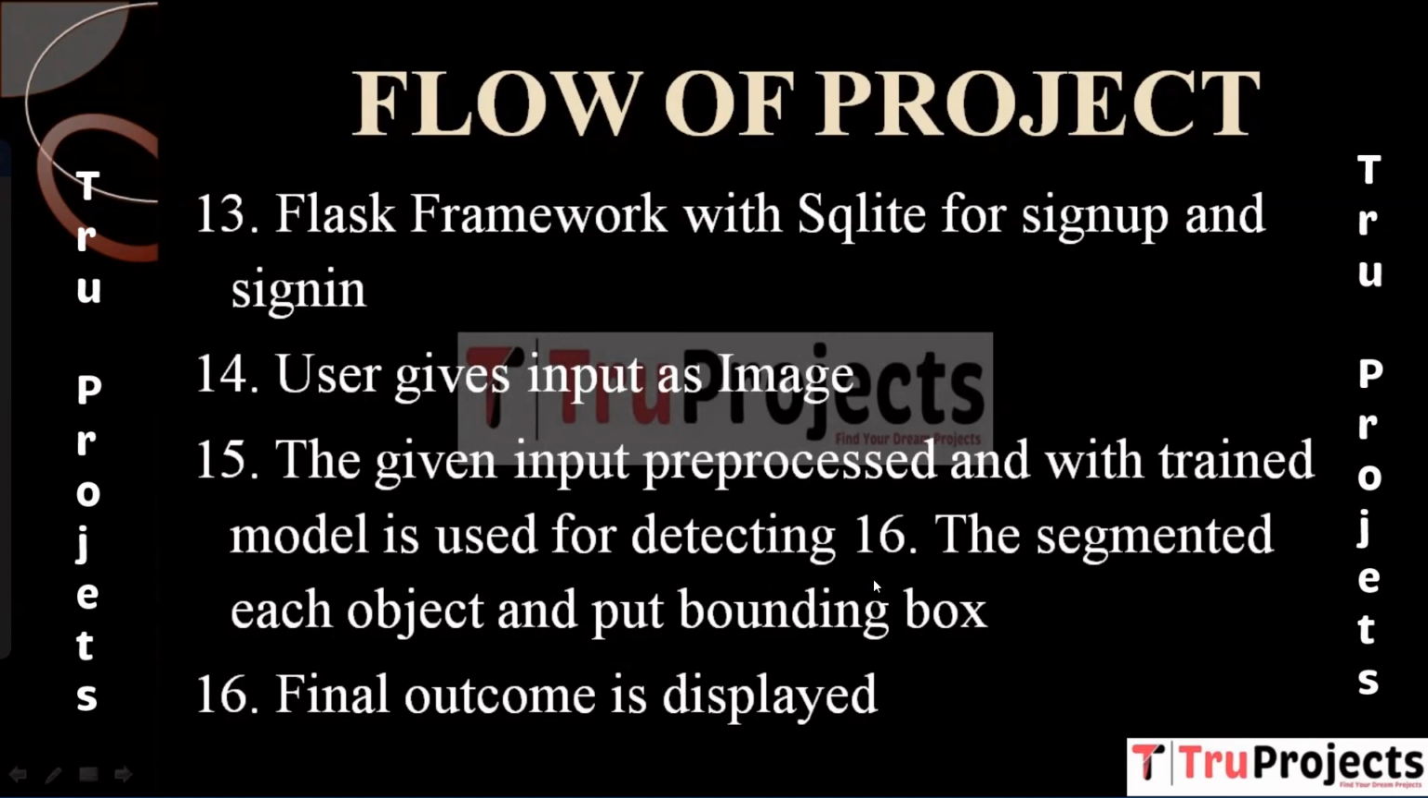So here in this, pre-processing the user provided image and utilizing the trained object detection model to identify objects within the image. Next here we have the segmented each object and put bounding box. Drawing bounding boxes around the detected objects to highlight their positions within the image. And the last one here we have final outcome is displayed. Displaying the results of the object detection, often showing the image with objects outlined by bounding boxes.